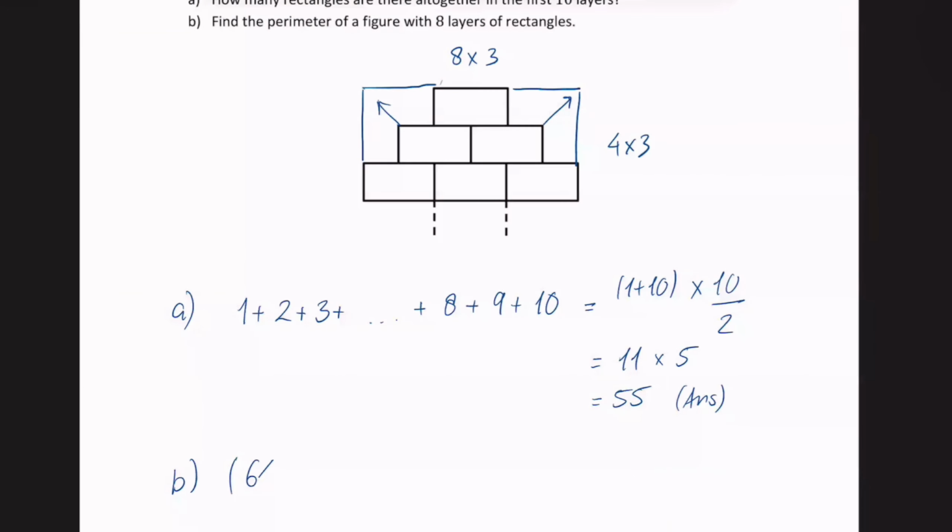Now, how about the height? How many of them are stacked on top? 8. 8 of them are stacked on top. Each of these rectangles, what is the height? Each of these is 4 cm. We have 8 of them, so 32 cm, the height.